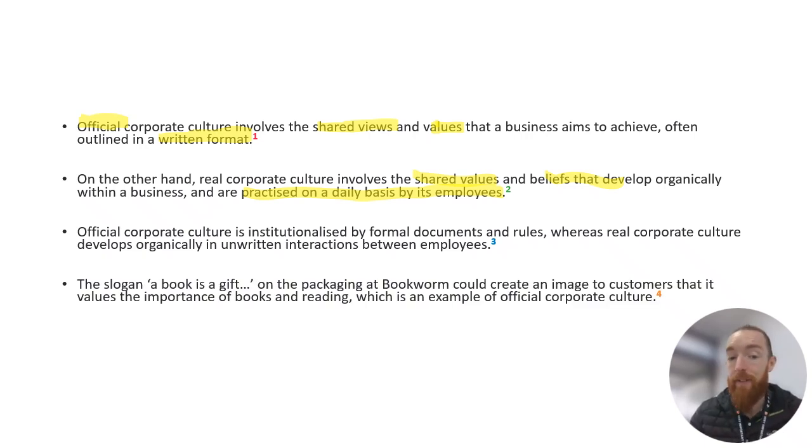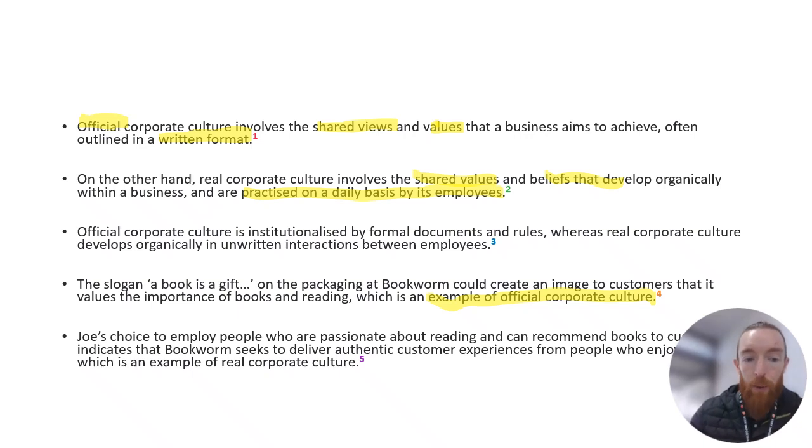The slogan, "A book is a gift," on the packaging of Bookworm could create an image to customers that it values the importance of books and reading, which is an example of official corporate culture. Joe's choice to employ people who are passionate about reading and can recommend books indicates that Bookworm seeks to deliver authentic customer experiences and is an example of real corporate culture. So showing that careful hiring, employing appropriate employees, is that real corporate culture. It's what is observable, that they stand for. Having people who really love books can be seen by the customers and shows their real corporate culture.